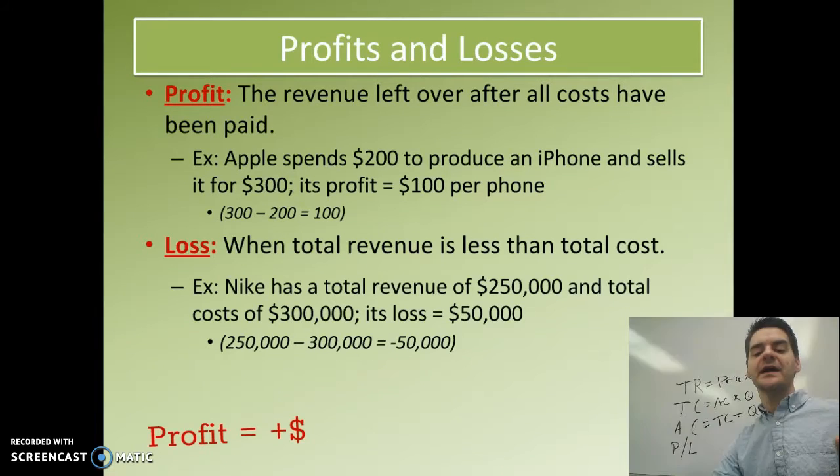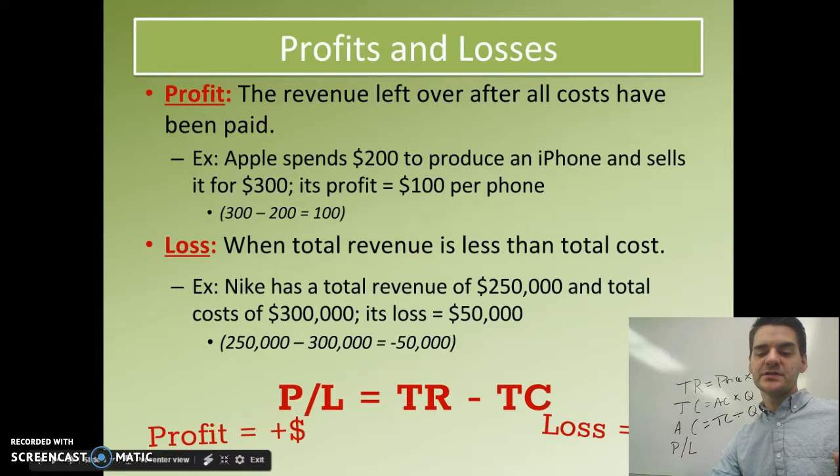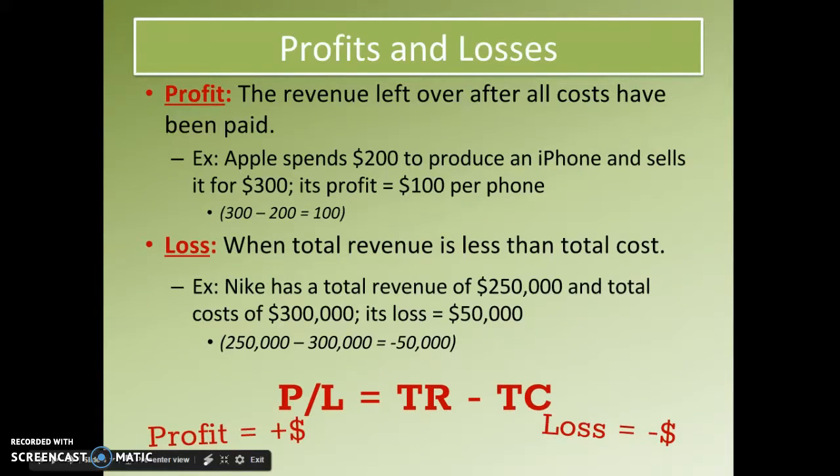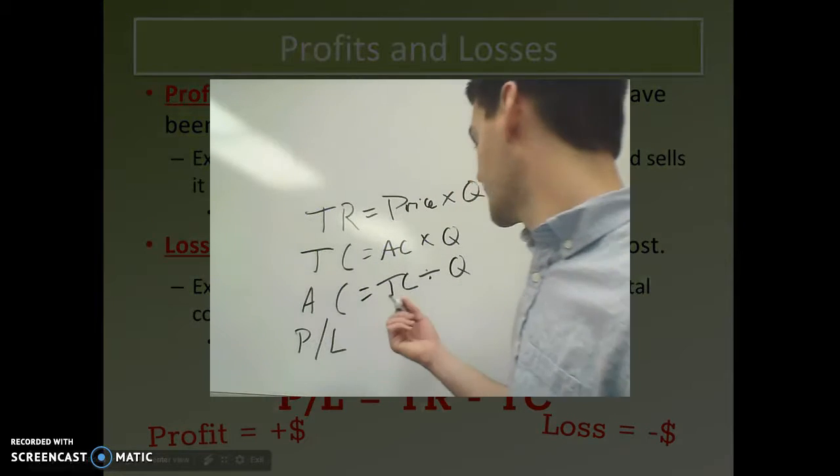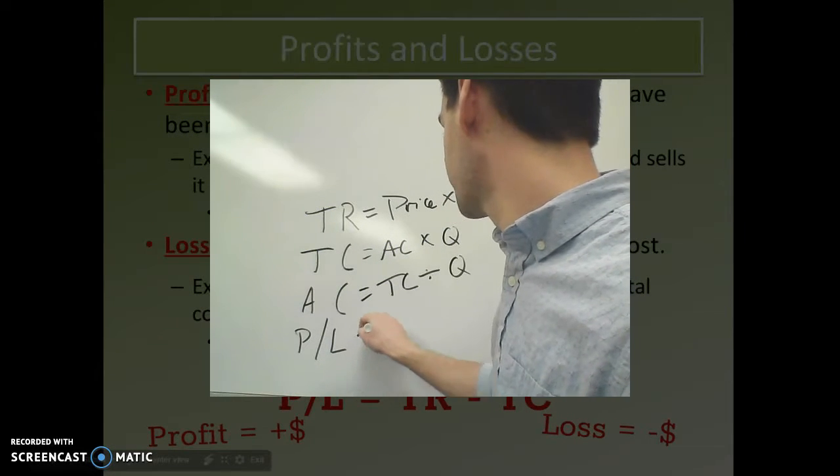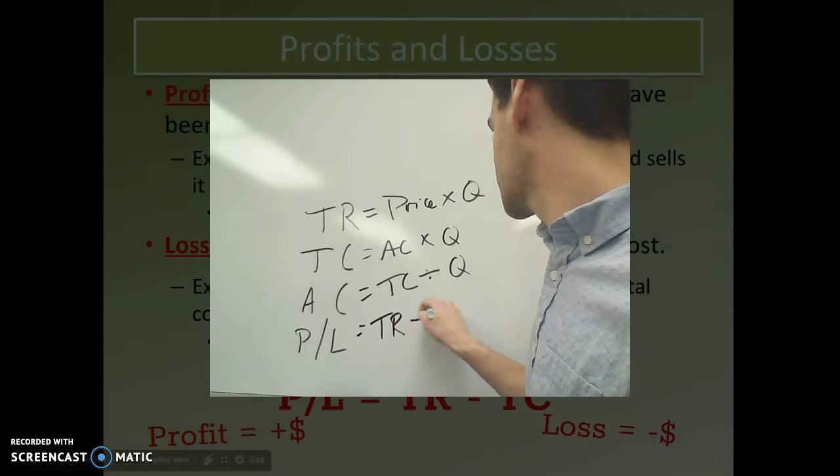So the way you find these things is simply by doing some simple subtraction. You have to take your total revenue minus your total cost, and that will give you your profit or your loss. And if it's a positive number, we call it a profit. If it's a negative number, we call it a loss. So let me go ahead and write that down on the board. So profit or loss is total revenue minus total cost.